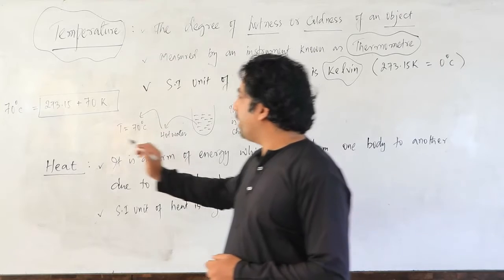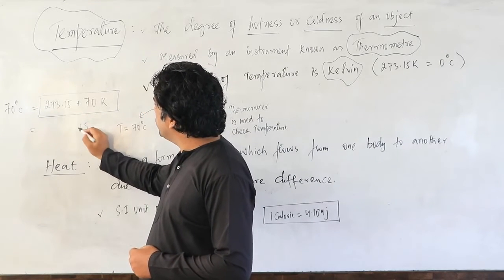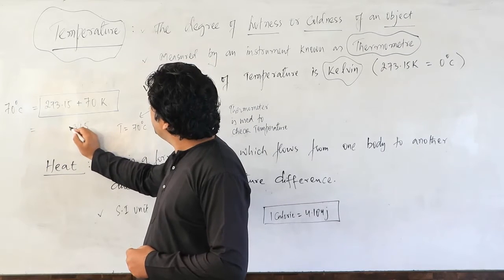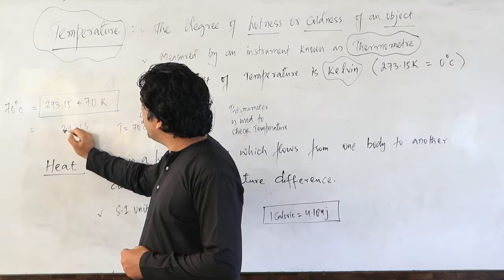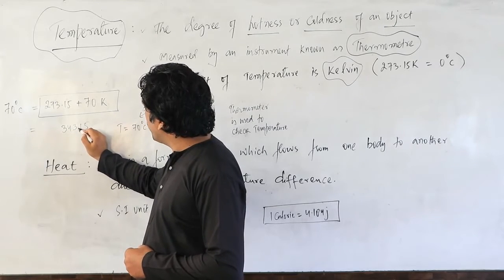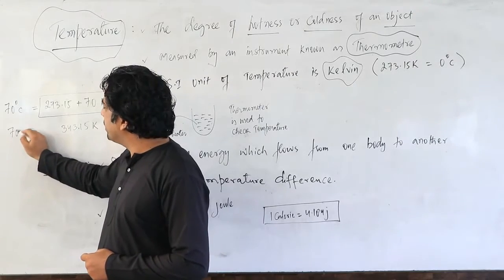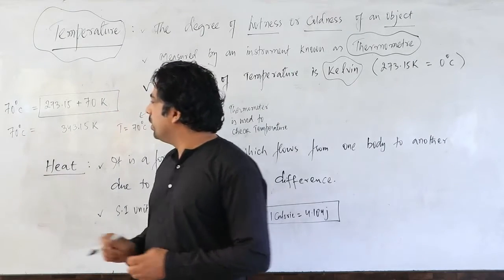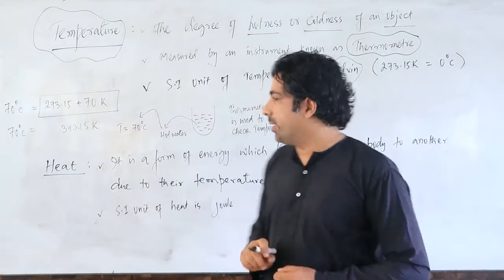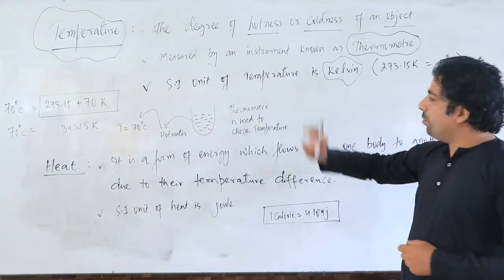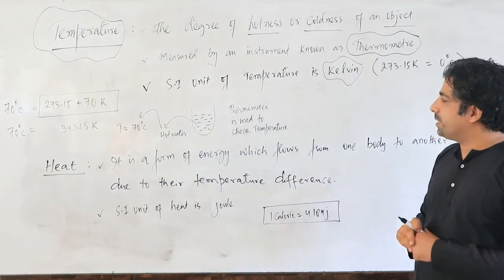So if we just work out the addition right here, it will be 5, 1, then 3, then 4, then 343.15 Kelvin. So 70 degrees Celsius is equal to 343.15 Kelvin, my dear friends. So now we know the temperature of this particular hot water is 70 degrees Celsius.